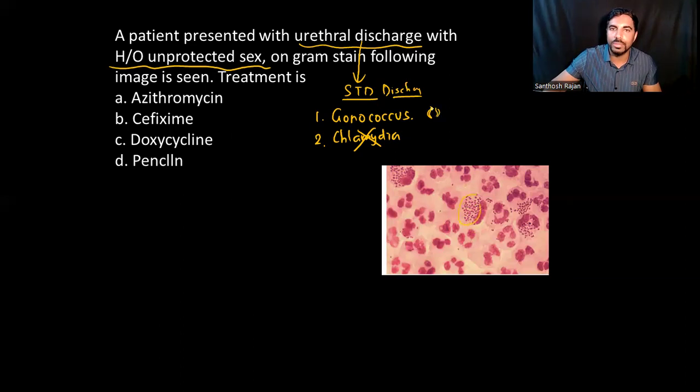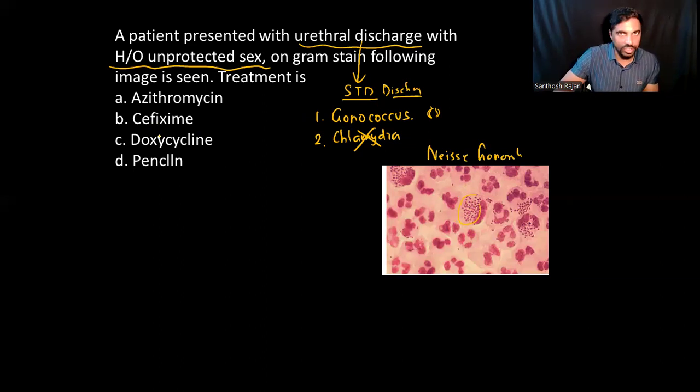You know, the diplococci, kidney-shaped diplococci, gram-negative. Okay, Neisseria gonorrhea. So the diagnosis is Neisseria gonorrhea. But what is the question they asked? The question they ask is, what is the treatment? You know that for gonococcus, the best is ceftriaxone.